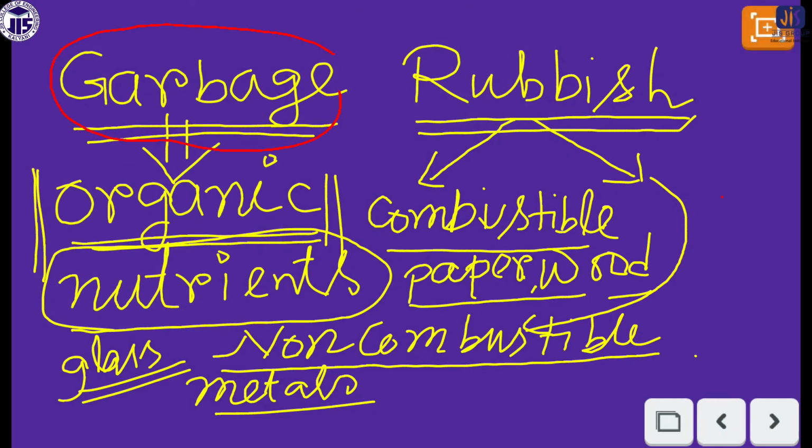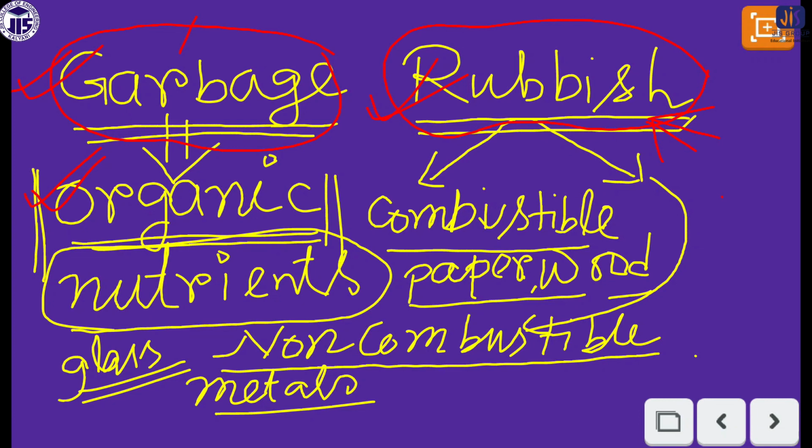classify the solid waste, mainly the solid waste generated from domestic or commercial purposes, in two ways. One is the organic solid waste, that is called garbage. Another is the inorganic solid waste, which is called the rubbish. In other words, garbages are normally biodegradable, but rubbish is not biodegradable.